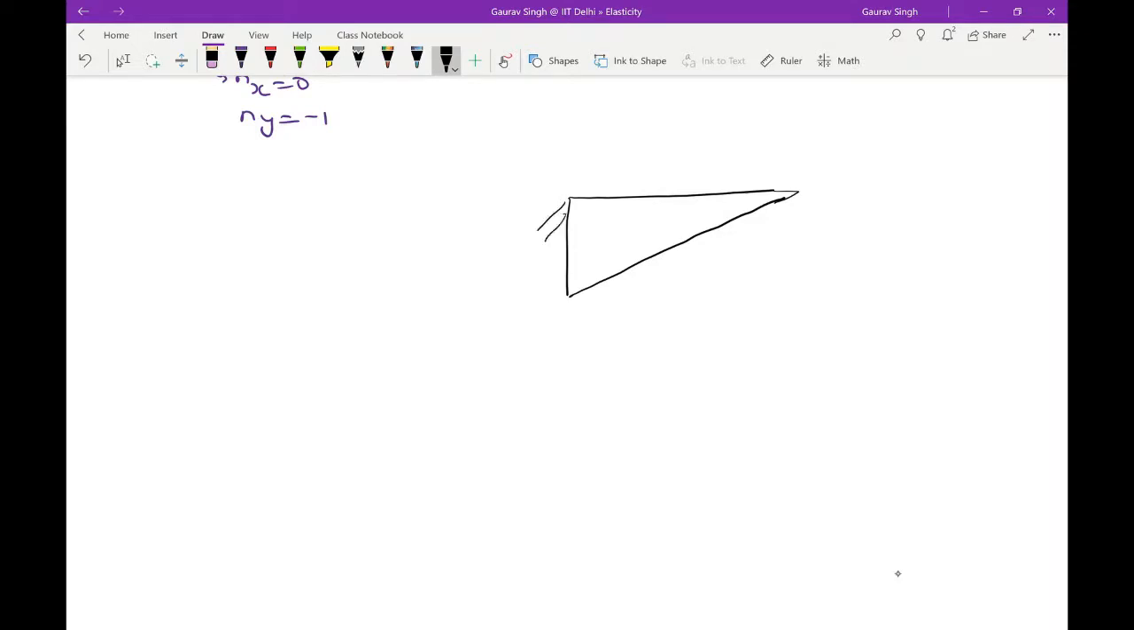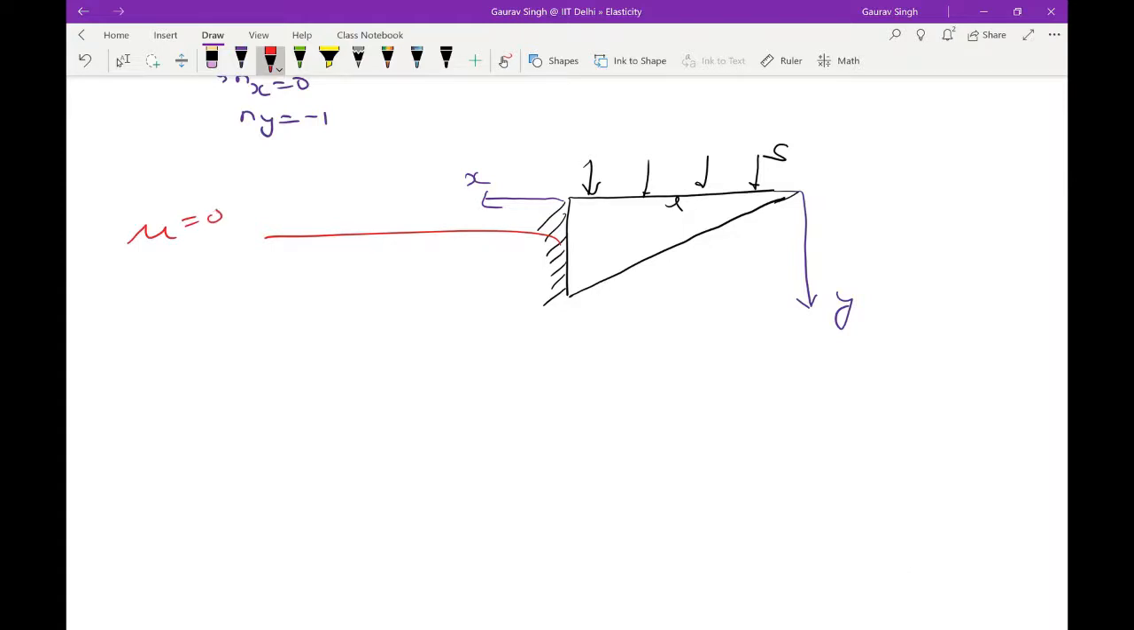Okay, so you have this as the fixed edge. You have traction. Let me draw the coordinate system. That's x, and this is y. This traction is S, and this length is L. Okay, so let's always, as I have said, start with the fixed faces. This one is easy. This should be u equal to 0 and v equal to 0.